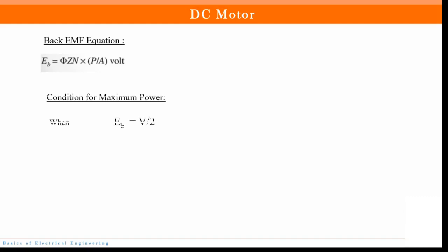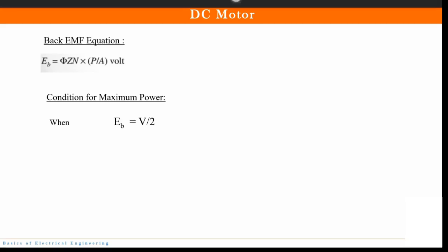Fine. Now you have the condition for maximum power, which is that the maximum power is developed when EB becomes equal to half of the applied voltage. So it means that maximum power is generated from DC motor when this back EMF is half of the applied voltage. Okay. Now this is just for theory's sake. Practically it is not possible.